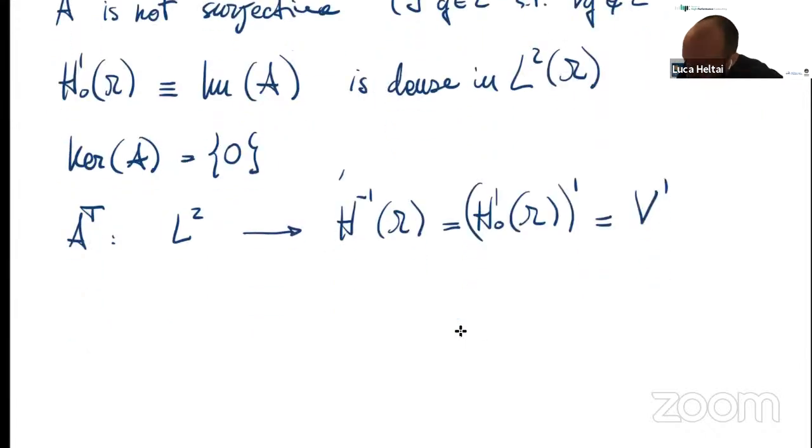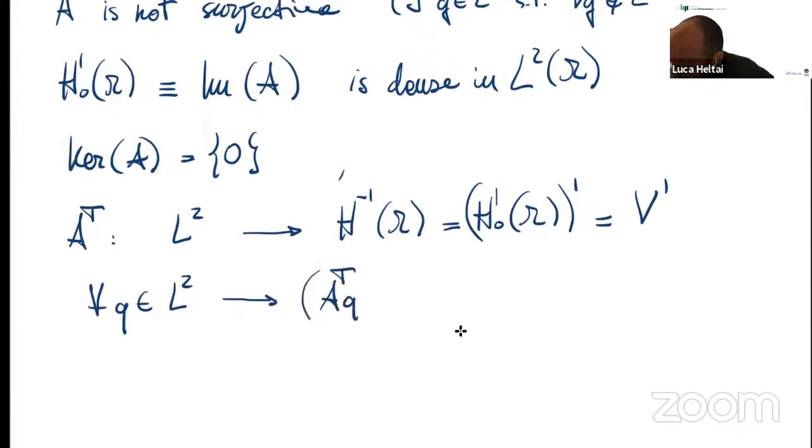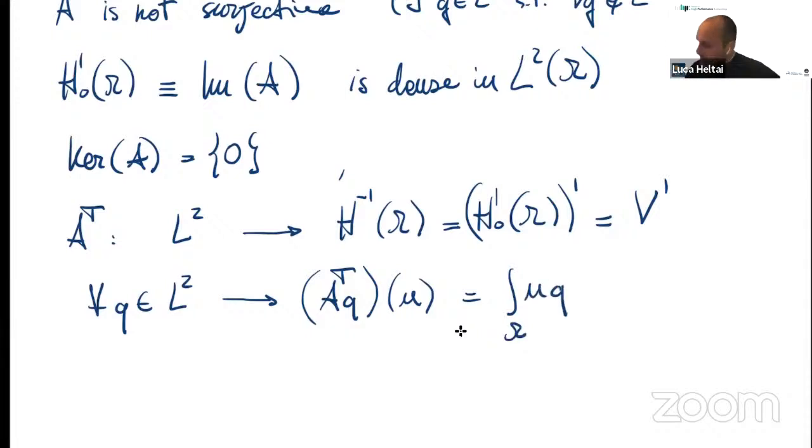And it is the object that, for any function u and any q in L2, associates A transpose Q of U as the L2 scalar product in the domain omega of UQ. Okay, so this is the definition of the operator that we have, because the operator A is just the image. We write this as A transpose Q. And in particular, it's just UQ, in this particular case.